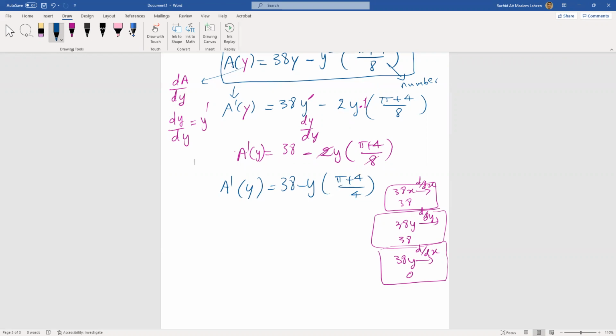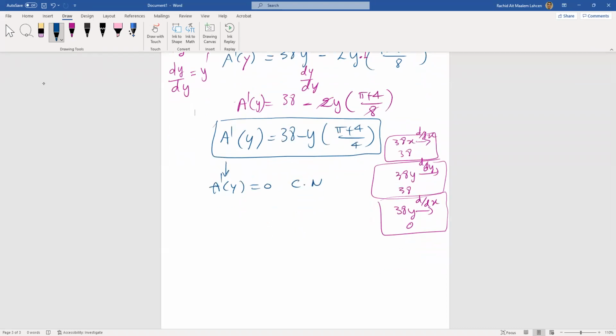All right, so we got the derivative, and that's nice. We know the next step is to set it to 0 to find the critical numbers. So 38 minus y times pi plus 4 over 4 equals 0, which means detach from subtraction.